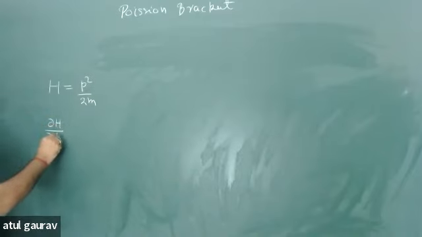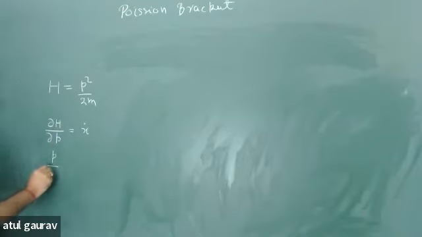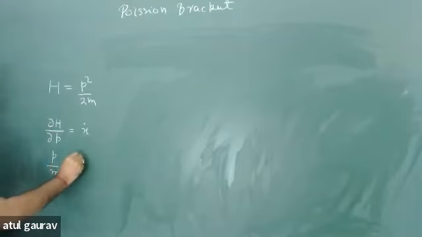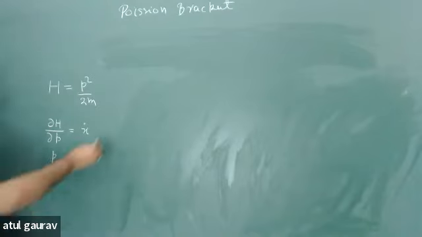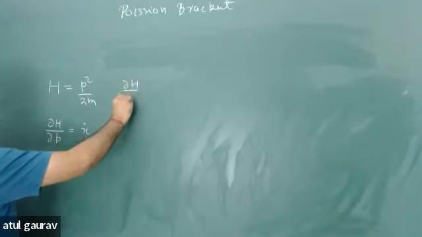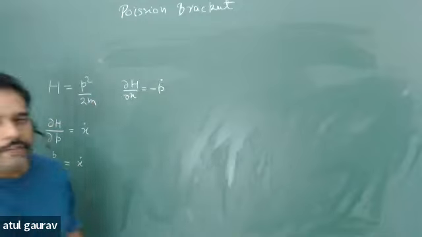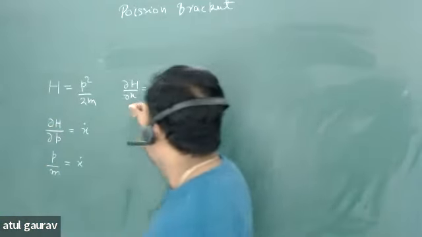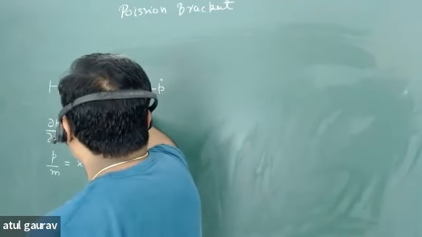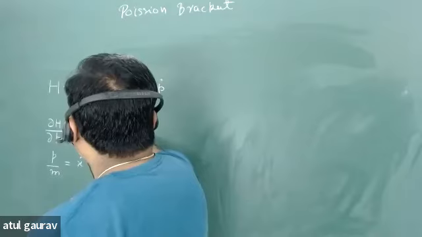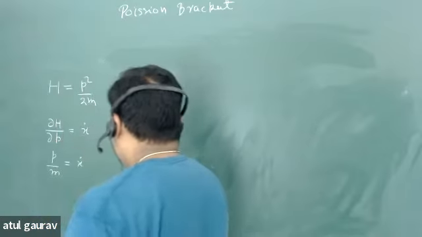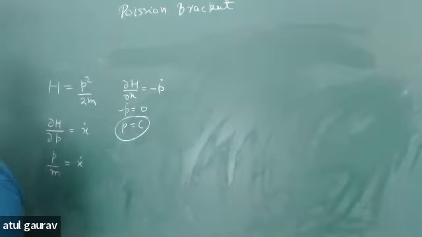Let's try to go for the equation of motion. So ∂H/∂p is equal to what? x dot. So what do you have? p/m is equal to x dot, isn't it? Yes, sir. And you can also have ∂H/∂x is equal to minus p dot. So what is ∂H/∂x in this particular problem? That is 0, isn't it? So minus p dot is equal to 0. So p is actually constant. Yes. So momentum is conserved. We all know that for the free particle, momentum is always conserved.